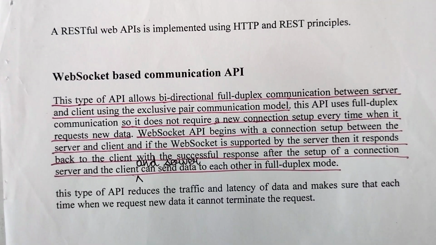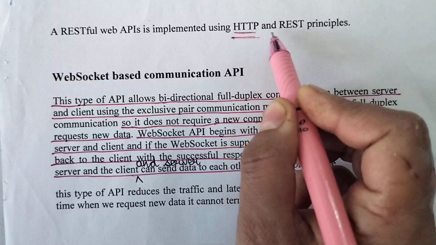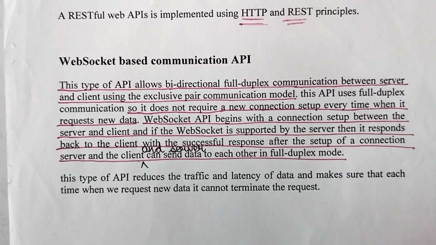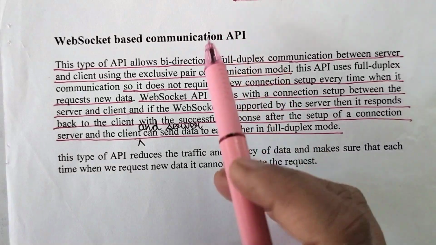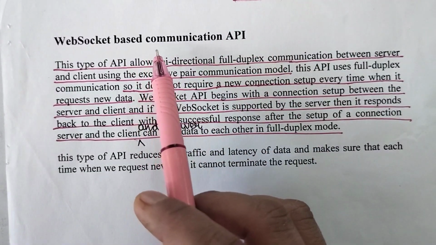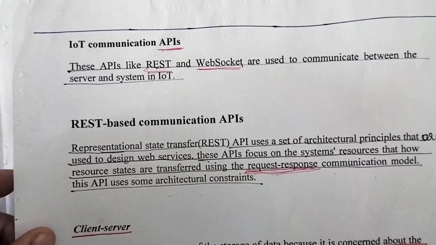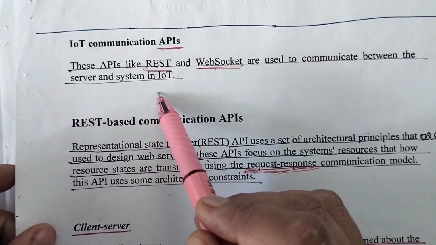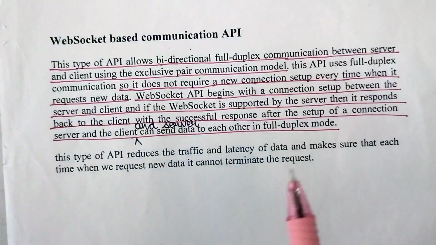A RESTful web API is implemented using two protocols. One is your HTTP protocol and the other is some of the REST principles. The next type of protocol that is used for the communication APIs in IoT is the WebSocket. As I told you, these APIs use REST and WebSocket to communicate between server and system. So, REST we have discussed, now we are going to discuss the WebSocket.